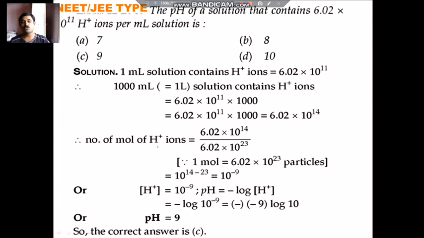So the number of moles of H plus ions will be the number of ions in 1000 ml, 6.02 into 10 to the power of 14, divided by the Avogadro number. After that we got 10 power minus 9, which is the concentration of H plus ion, substituted in the pH formula, we got 9. So C is the right option for this question.